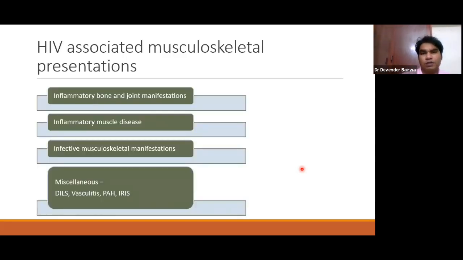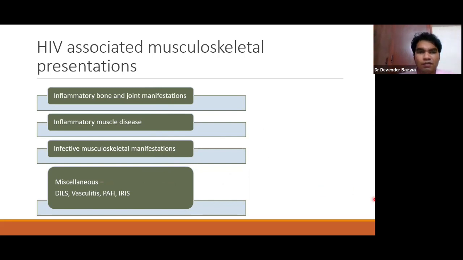Coming to HIV-associated musculoskeletal presentations, HIV is something that can involve any part of the body, in any possible way. So it can mimic many conditions. We have divided the manifestations of the MSK system in HIV into four parts. There can be inflammatory bone and joint disease, there can be inflammatory muscle disease, there can be infective manifestations, or there can be miscellaneous manifestations.